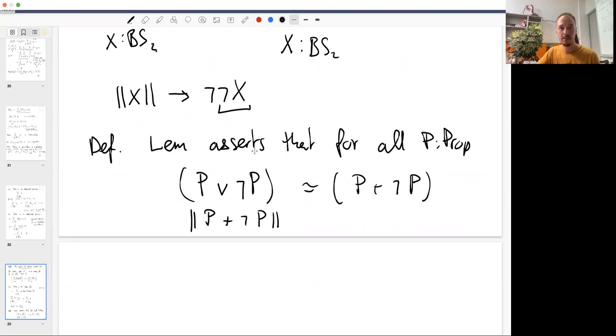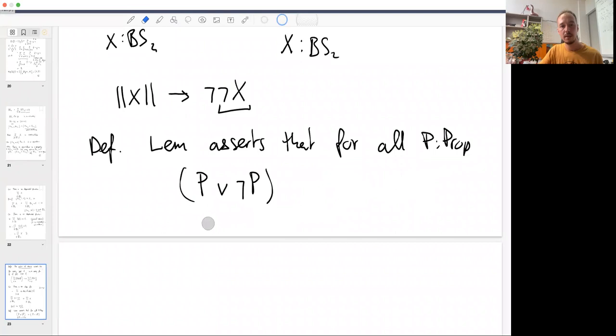So the law of excluded middle asserts that for every proposition, P or not P holds. So let me erase some of this mess. Oops. And so it holds. Let me just wrap up.